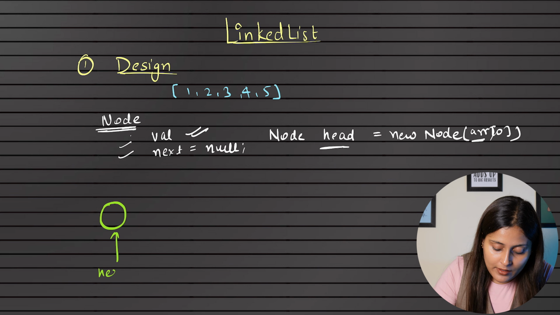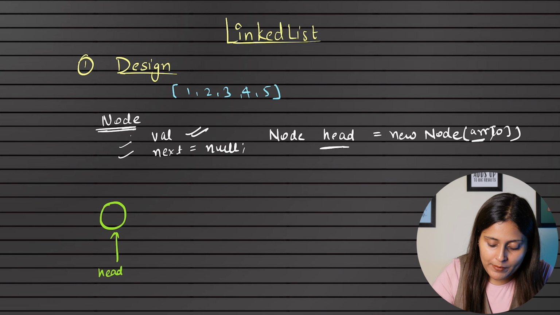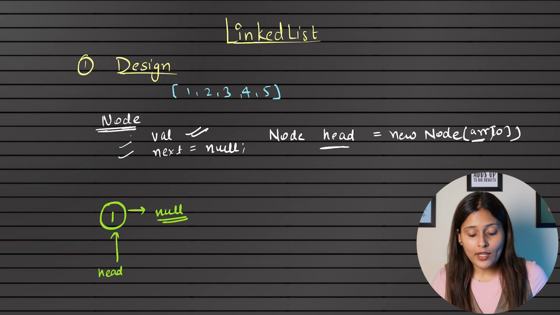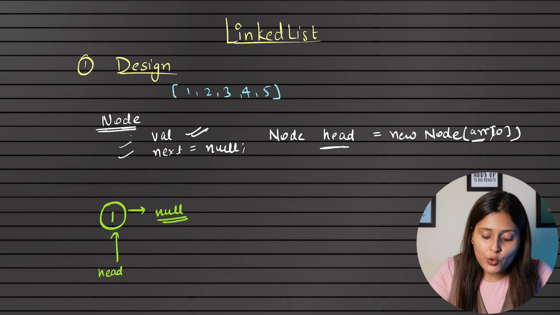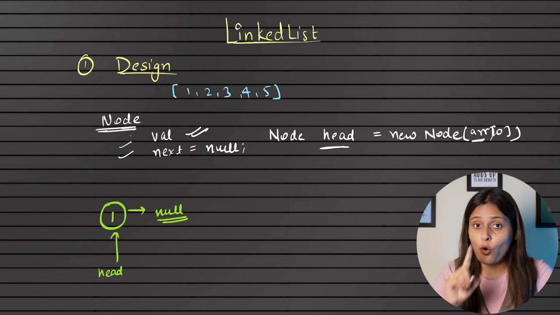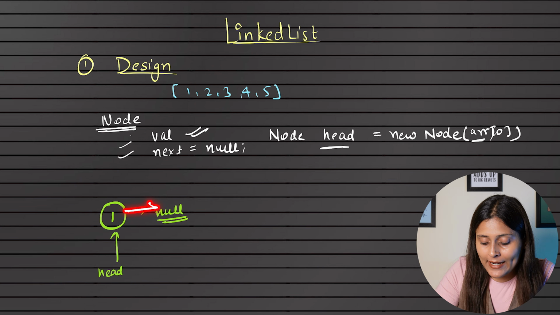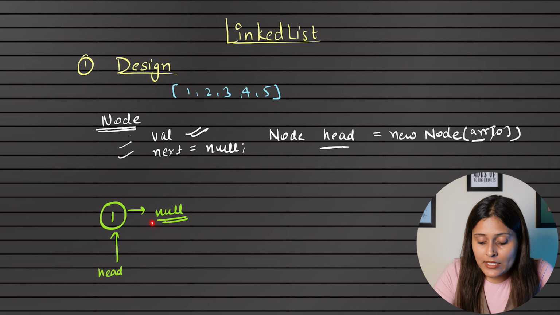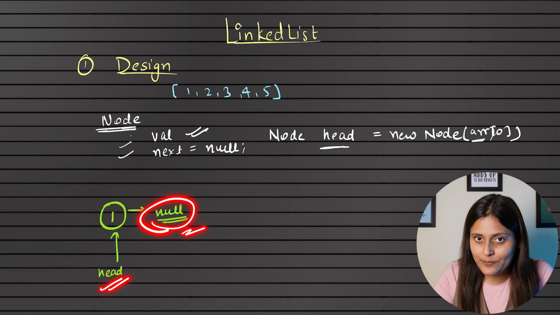Its name is head and the value is array of 0, which means 1. So currently its next is by default null. Okay, so now what do we want? We want to make another node, and along with that we want to connect this to next, correct? So how can we do that? Can I say this null is nothing but head.next, correct?